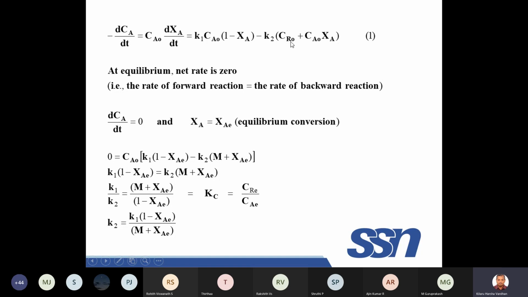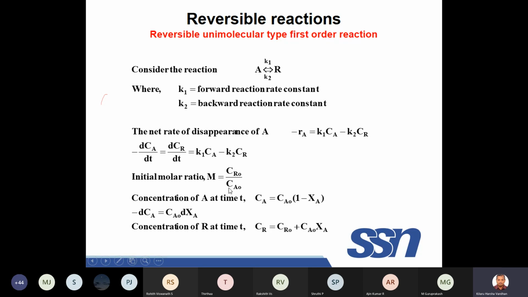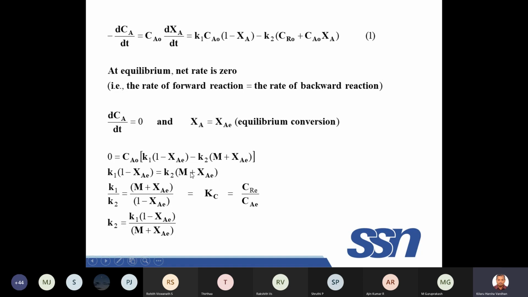Minus K2 into M, because CR0 we are putting as M, where M is CR0 by CA0. Then you can put CR0 as M CA0, so take CA0 out. So it is (M plus XAe). If you equate this, you get K2 in terms of this particular thing, or K1 by K2 is this. One important thing is KC, the equilibrium constant, which is nothing but CRe divided by CAe, the concentration of R at equilibrium divided by the concentration of A at equilibrium.